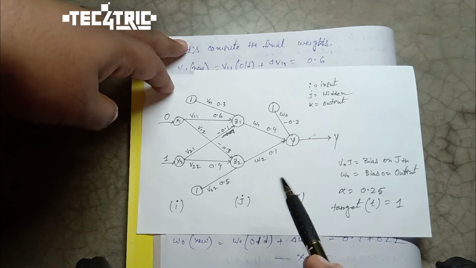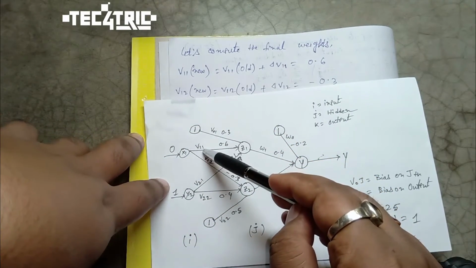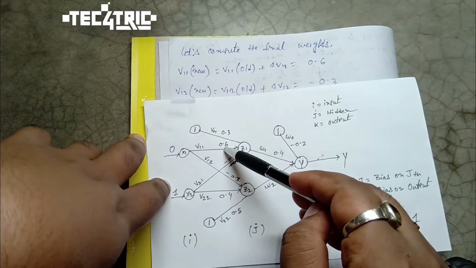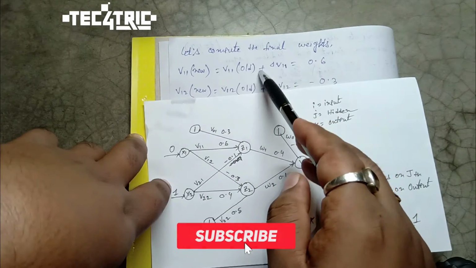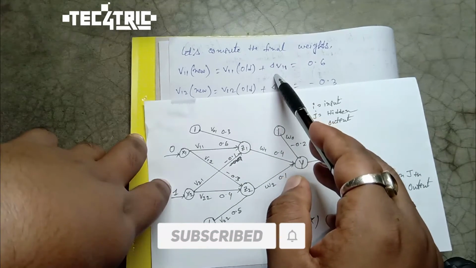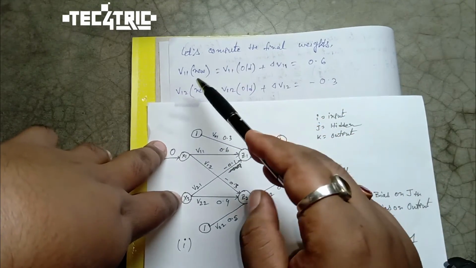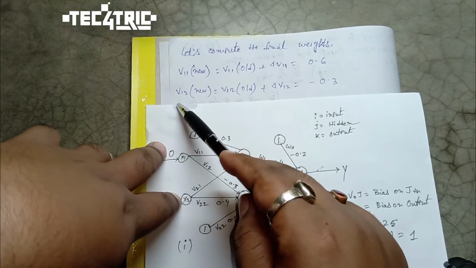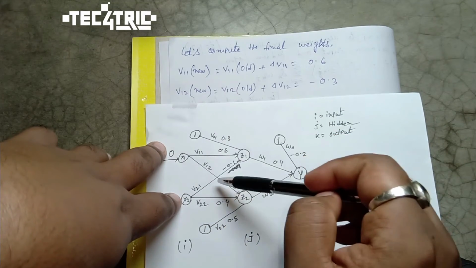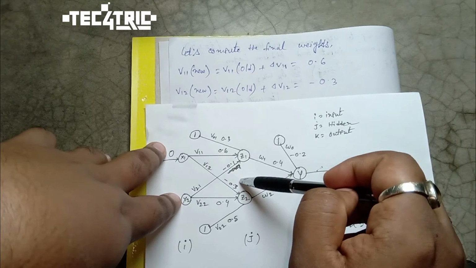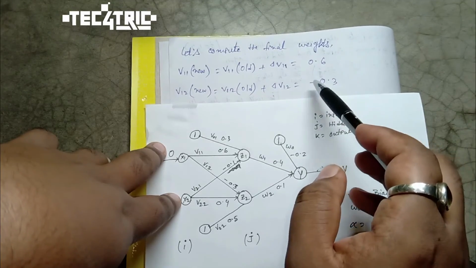So now we have to update the weights, right? So v11 new, previously v11 was 0.6 and now we have to update it. The formula is v11 old plus del v11. We got del v11 as 0, so 0.6 plus 0 will be 0.6. So v11 is done. Now v12 new will be v12 old plus del v12. v12 is minus 0.3, and we got del v12 as 0, so it will be minus 0.3 plus 0, which is minus 0.3.